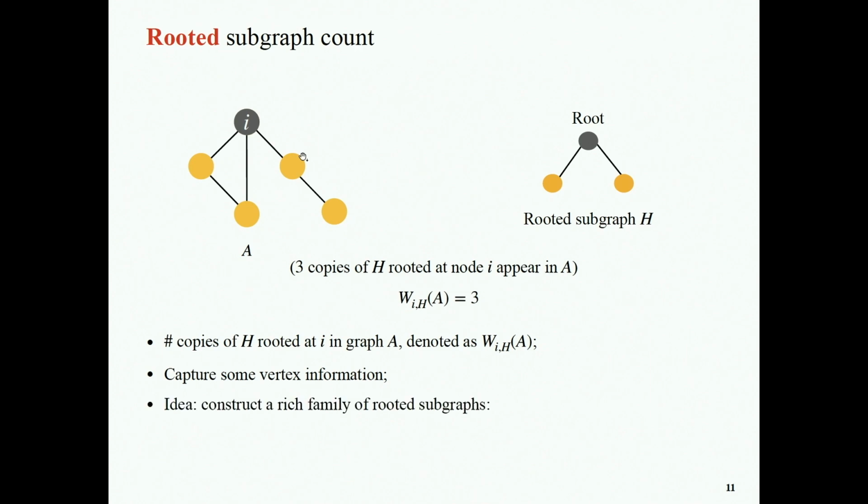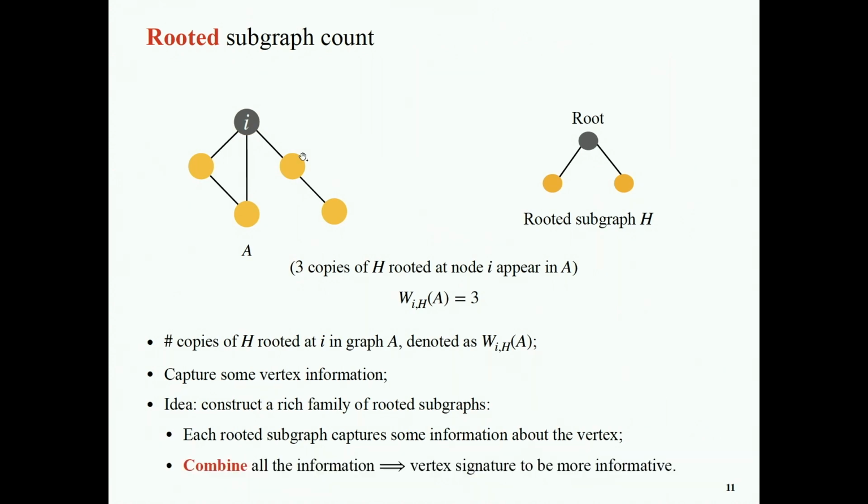So the idea of our algorithm is we want to construct a rich family of rooted subgraphs so that each rooted subgraph, by counting it, can capture some information about the vertex. Then I can combine all the information across this family so that my vertex signature, or my vertex feature, is informative.